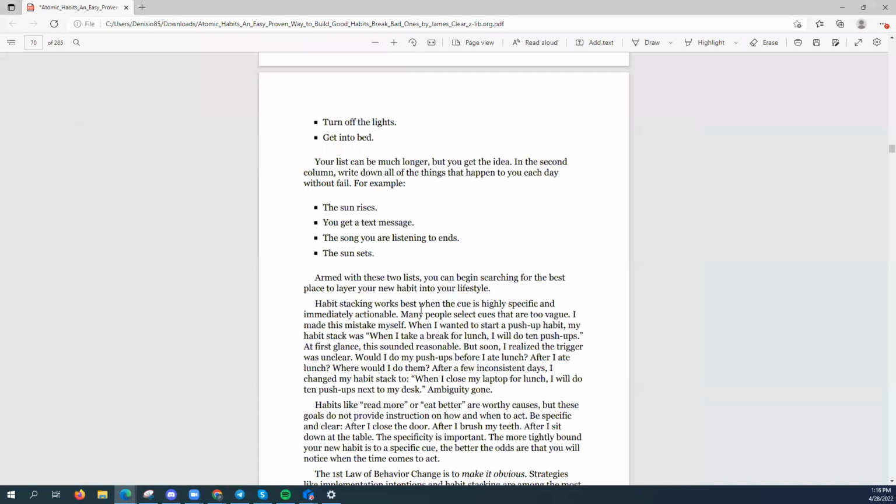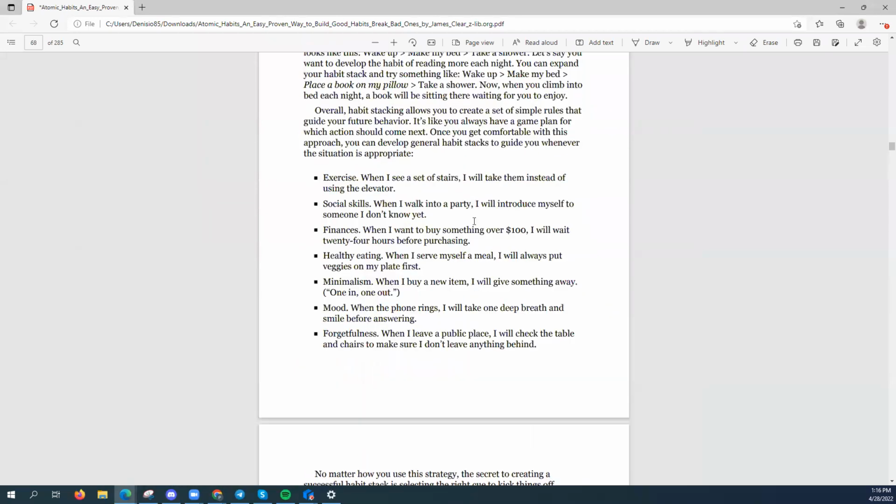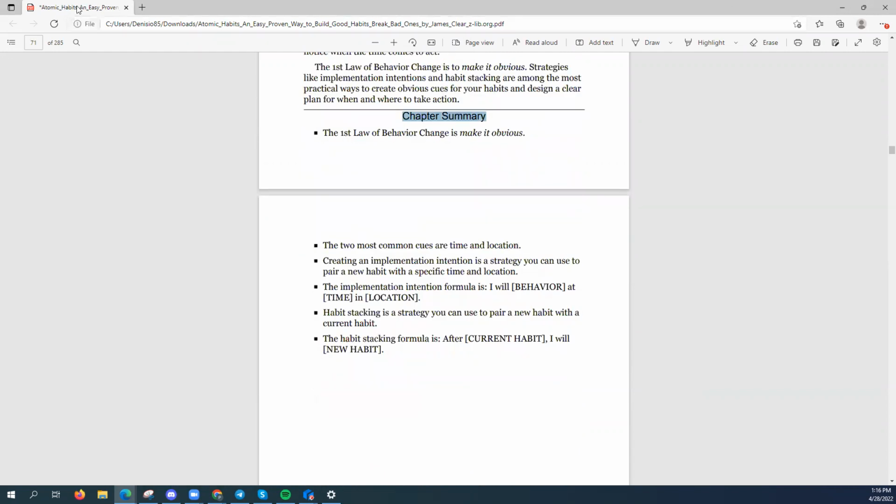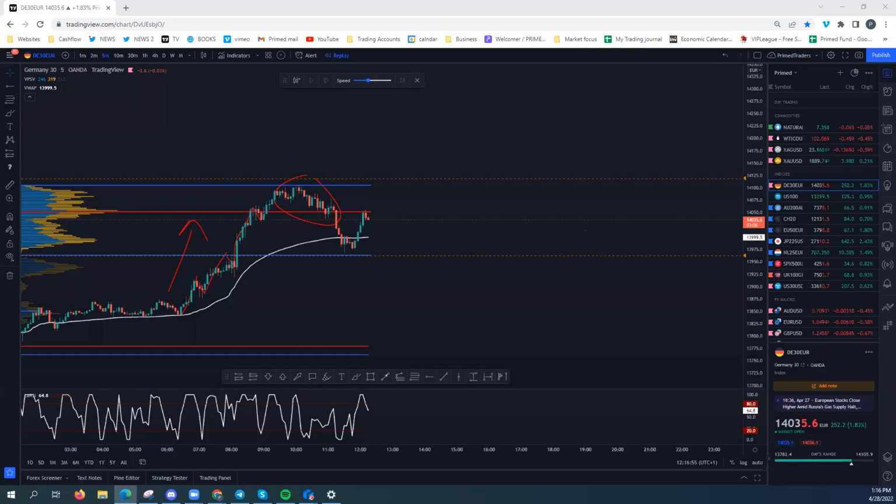And I'm going to just go over something here, something that's pretty important. Okay, so here it says, like for exercise, when I see a set of stairs, I'll take them instead of the elevator. So when you guys read this, you guys are going to understand more. But in brief summary, let me just take this back. In brief summary, what this means is you can stack habits for yourself. I'm going to make a training around this, by the way, and it's going to help everyone. But you want to create basic habits like I'm only going to enter trades on a hook because I want to make money.